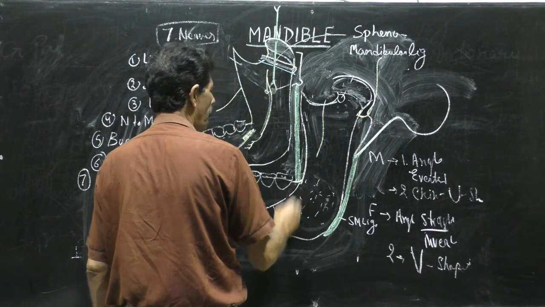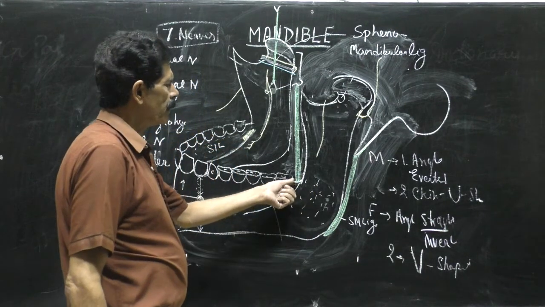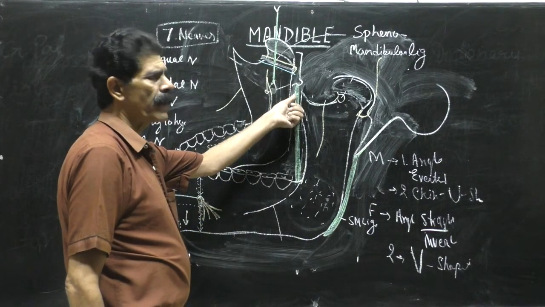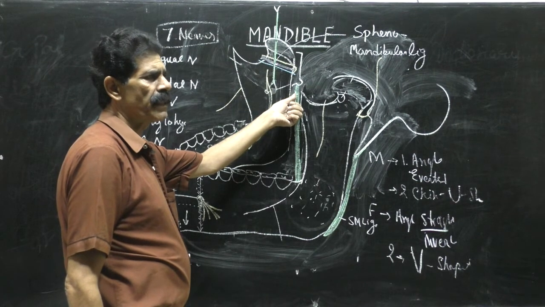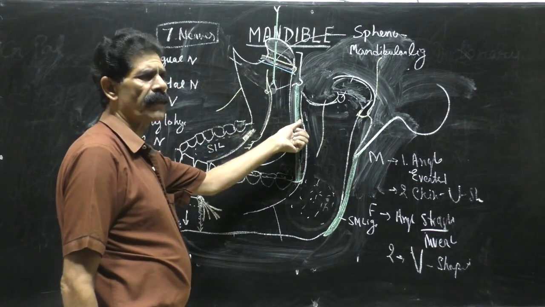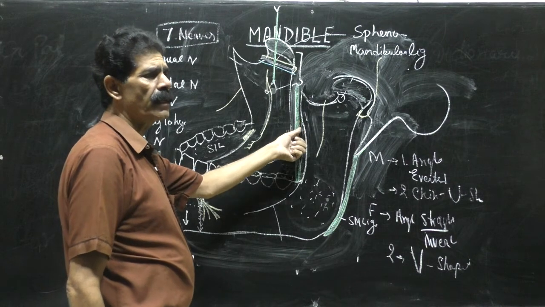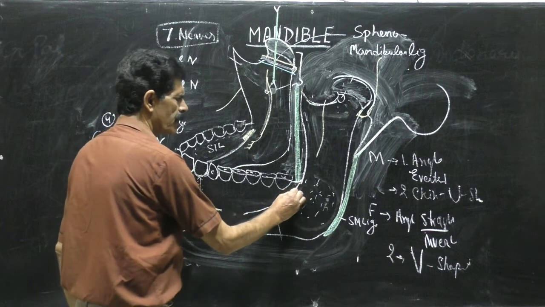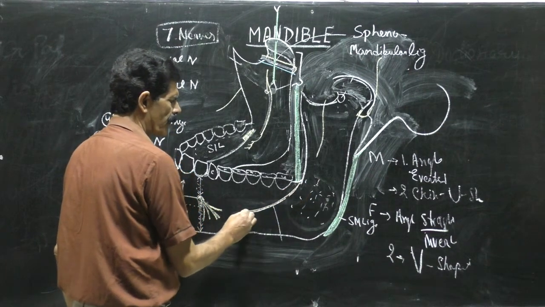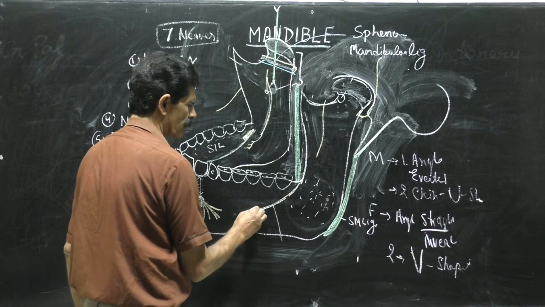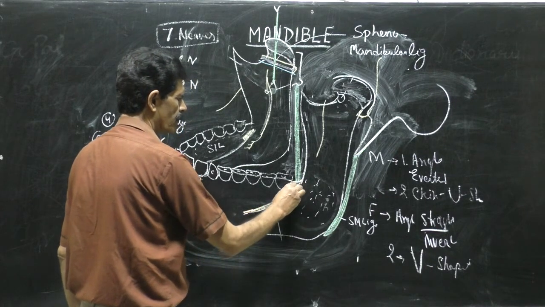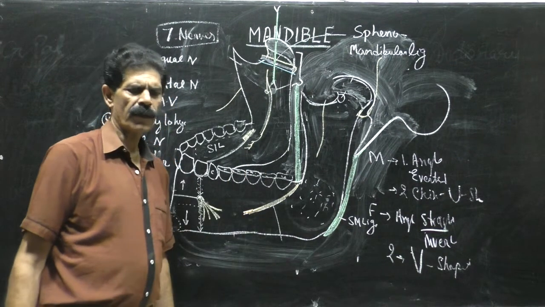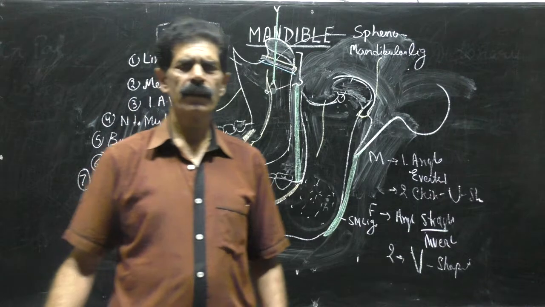Inferiorly, it is attached to the mandible, the area behind the last molar tooth. Anteriorly, this pterygomandibular raphe gives the origin of the buccinator muscle, and posteriorly, this raphe gives attachment to the superior constrictor muscle. Then the oblique line gives origin to the mandibular fibers of the buccinator muscle. So these are the important features of the mandible. Thank you.